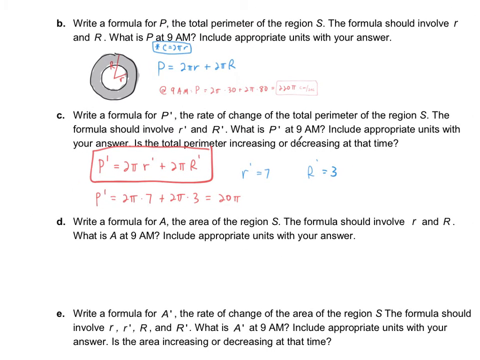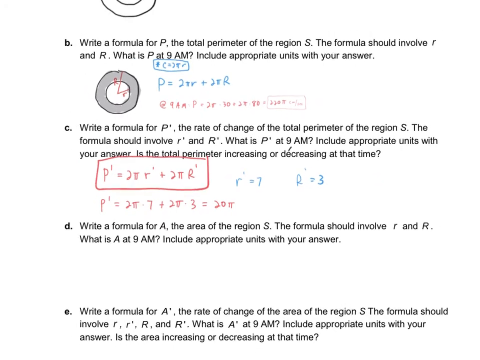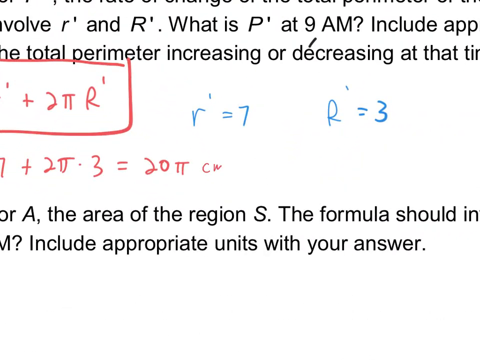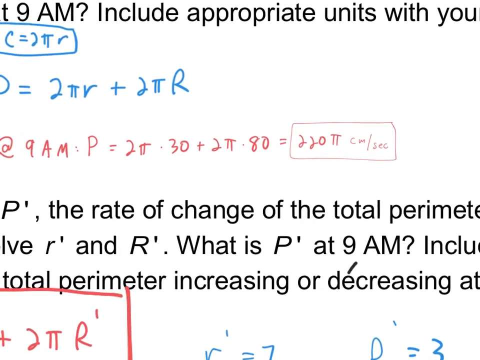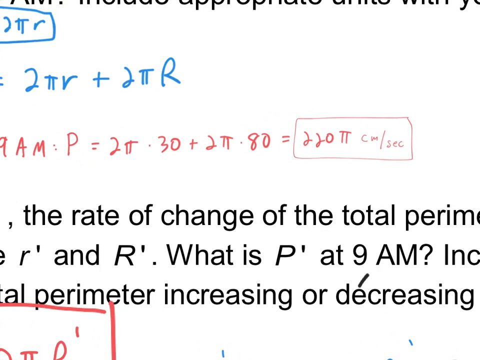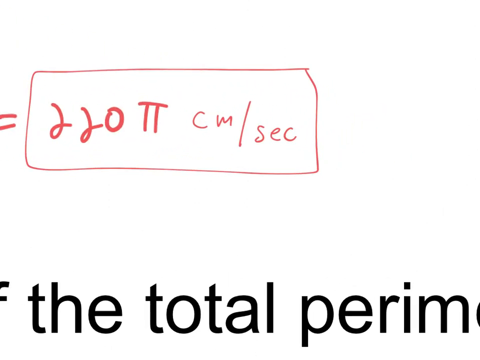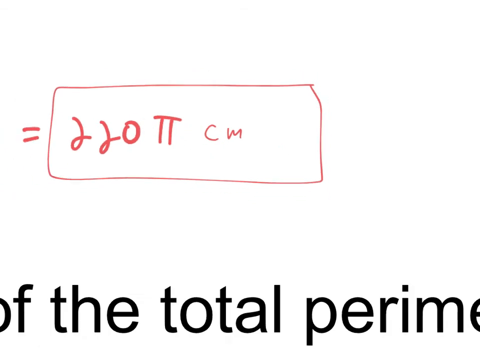Oh, what am I doing? Okay, here, sorry. Let me finish this. This is centimeters per second. And hopefully you caught my mistake. This is just perimeter. This is not a change in perimeter. So the units for perimeter are just centimeters, not centimeters per second. Hopefully y'all caught that.